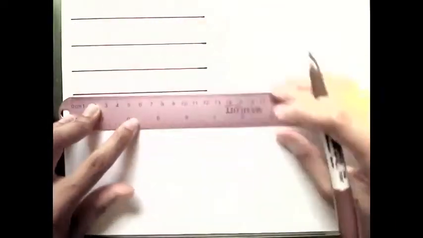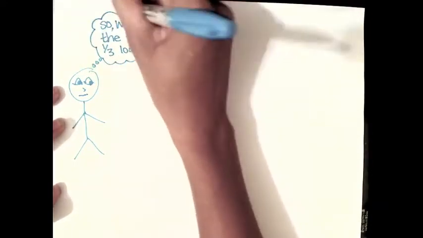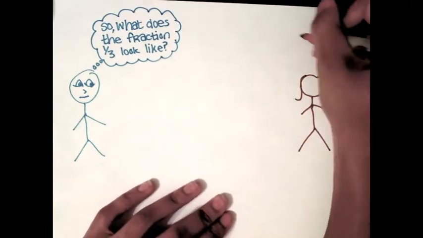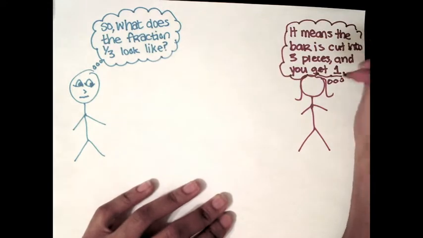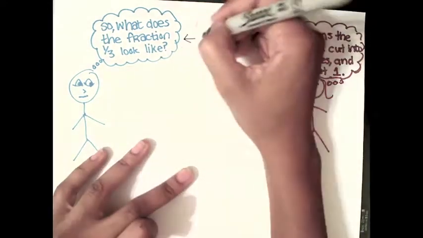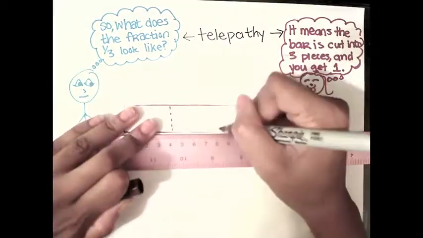In a fraction, the denominator deals with equally sized pieces. So we're going to make a few equally sized chocolate bars so that we know what we're comparing each time. So let's say that we have the fraction 1/3, 1 in the numerator and 3 in the denominator. That means that the chocolate bar is cut up into 3 pieces for the denominator, and you get one of those 3 pieces, since 1 is the numerator.